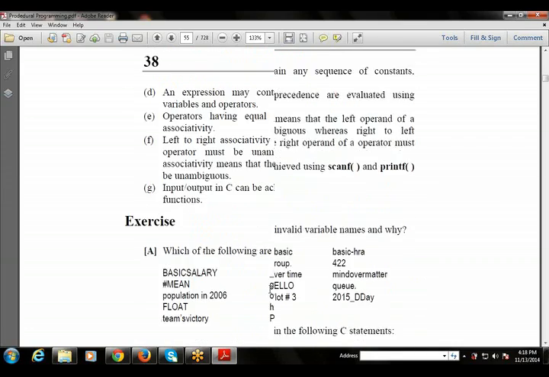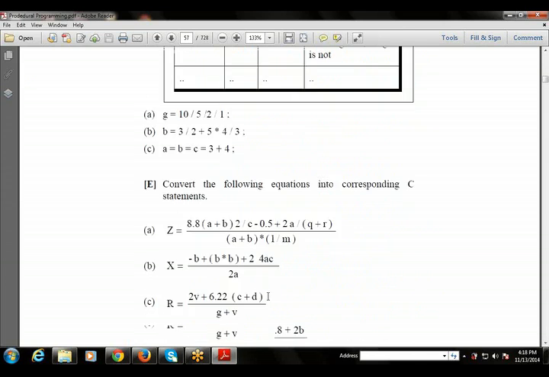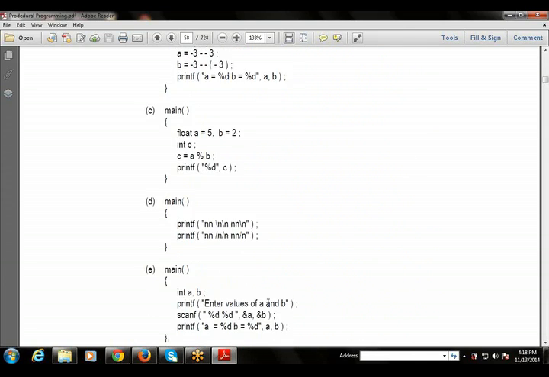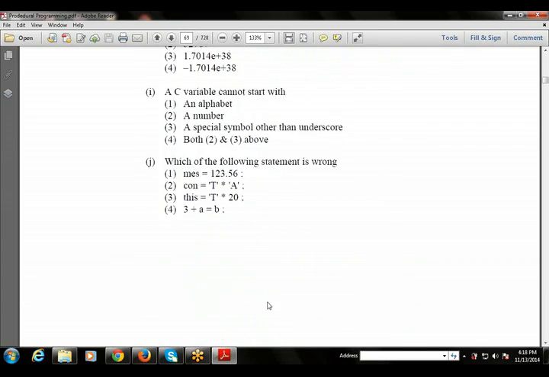Then we will discuss a few multiple choice questions. Then we come forward to the next chapter, chapter number 2, that is decision control structure.